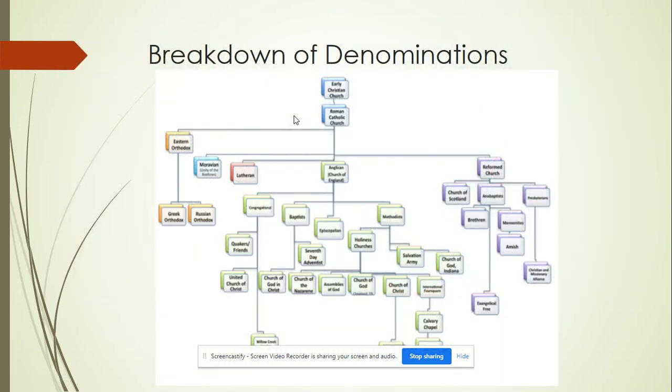Again, this is not the best chart just because I couldn't find one that was high enough resolution, but I do think if you stare at it and squint, you can make out most of the important words here. But when we're talking about the Christian church, we have the early Christian church, and then we have the Roman Catholic Church. And off of the Roman Catholic Church shoots the Eastern Orthodox Church, which still exists today. Greek and Russian Orthodox churches still exist today.